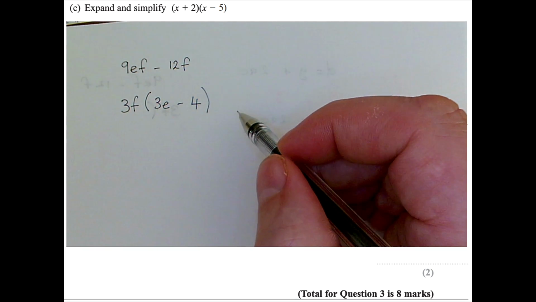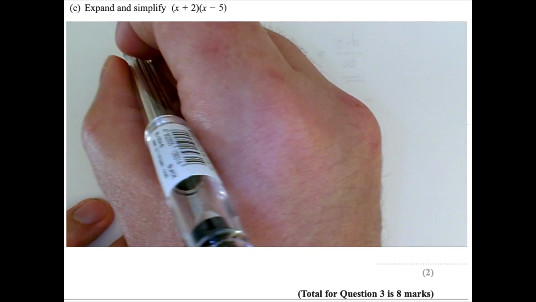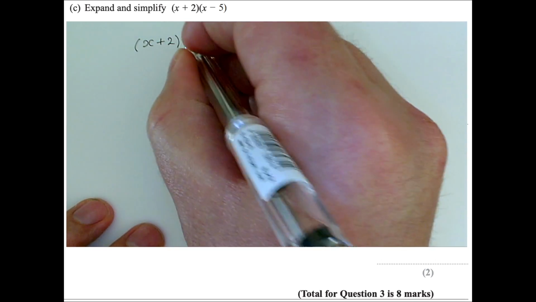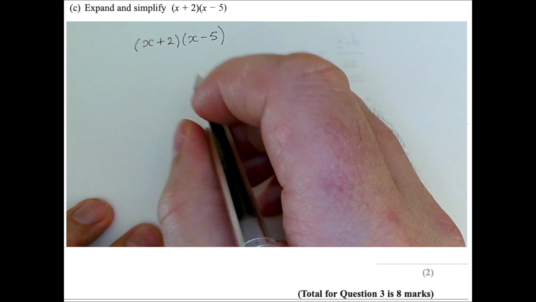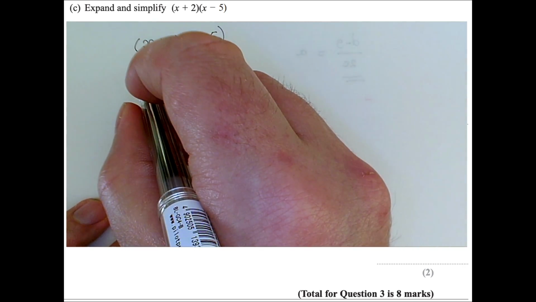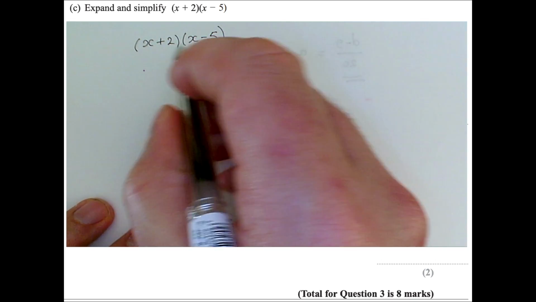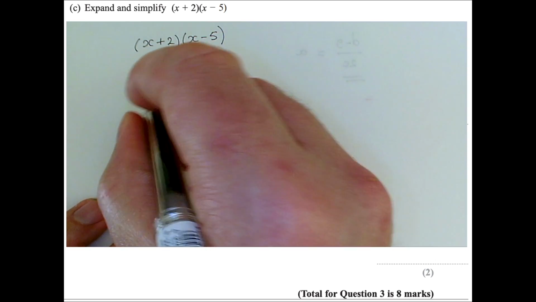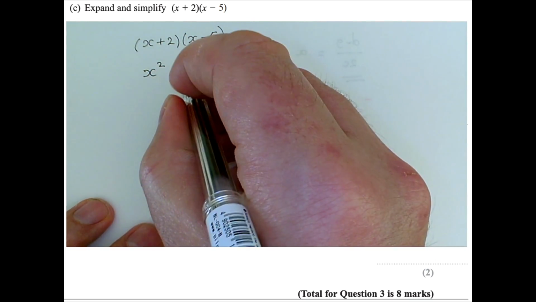Right, now we've got the FOIL question. So let's do that, shall we? So x times by x is going to be x squared, isn't it? Remember that each term in the first bracket multiplies each term in the second bracket. So that first term, x, has got to multiply with the other x, and the first x has got to multiply with the minus 5 as well. So x times by x is x squared, and x times by minus 5 is minus 5x.